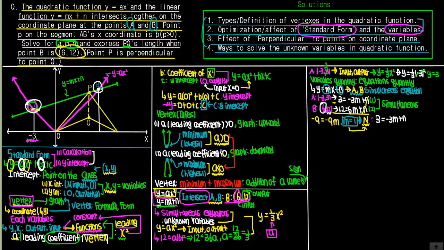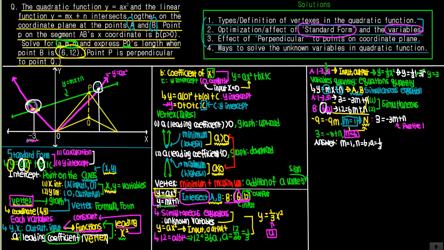Instead of m, we input positive 1. If you do it, we're going to get 3 is equal to negative 3 plus n. If we add 3 to both sides in order to isolate our n value, we get n is equal to 6. This is the main point in our simultaneous equation. So our answer for this question will be m is equal to 1, n is equal to 6, a is equal to 1 over 3.